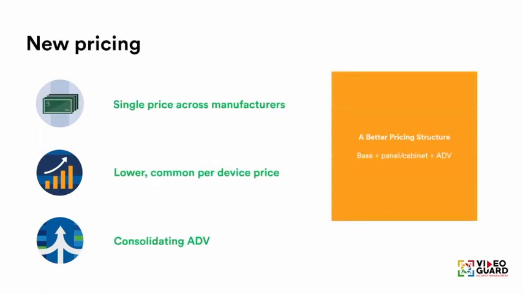And this leads us to our new pricing structure. A base price, a per panel or per cabinet price, which is tied to the manufacturer, but it is always the same price no matter which manufacturer you choose, and an Advantage price. This makes it very simple to quote, and in addition, it brings it in line with the pricing structure that you're familiar with from Omnicast, Synergis, and AutoView.